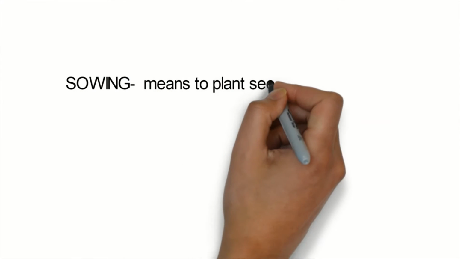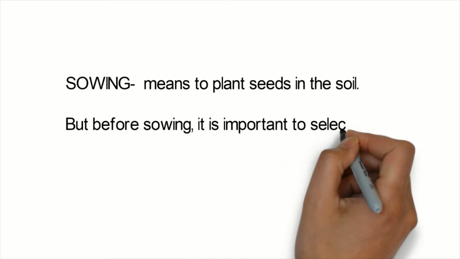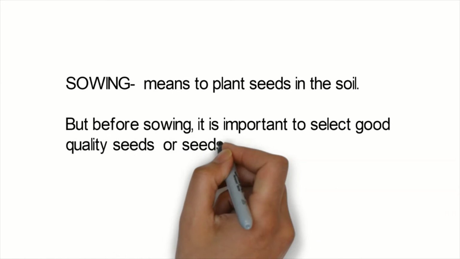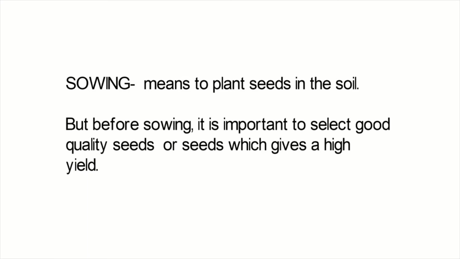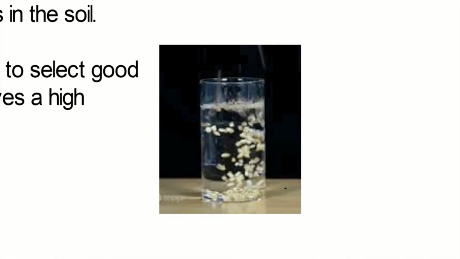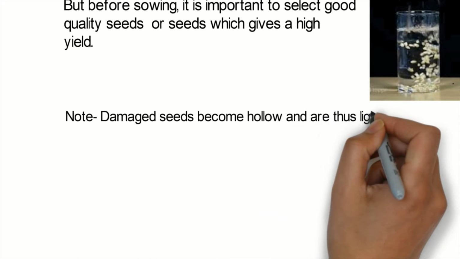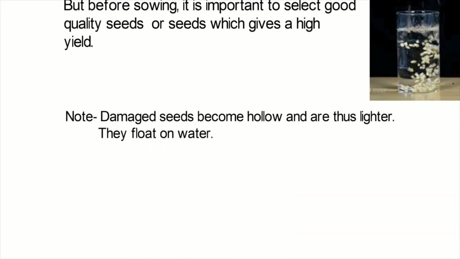The second practice is sowing, which means to plant seeds in the soil. But before sowing, it is important to select good quality seeds or seeds which give a high yield. For this, we put all the seeds into water, and whatever floats should be discarded. Only the settled down seeds will be collected for sowing. Now students, note down that damaged seeds become hollow and are thus lighter. They float on water.